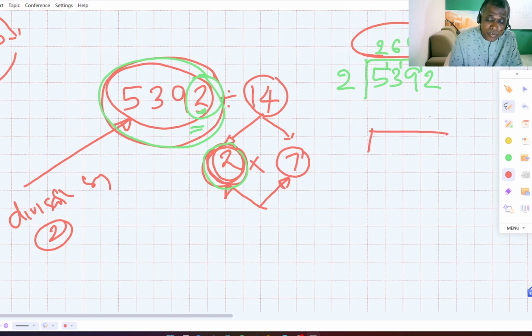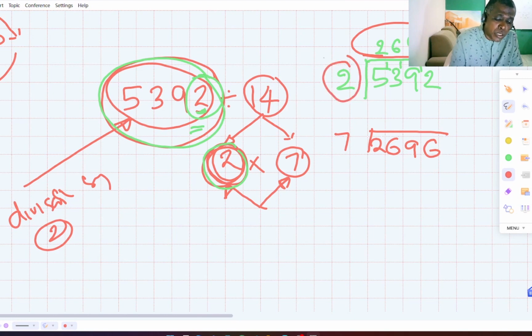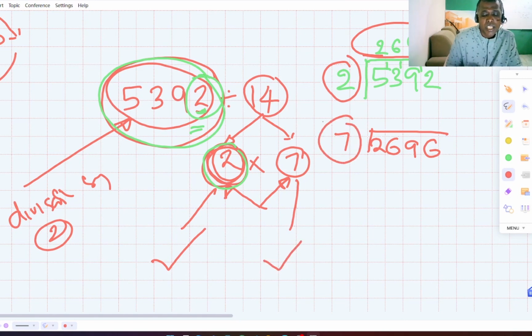This answer, you want to divide by 7. Why? Previously I divided by 2. That one is completed. Now you want to divide it by 7. Even here I can use the short division method. Use it now.